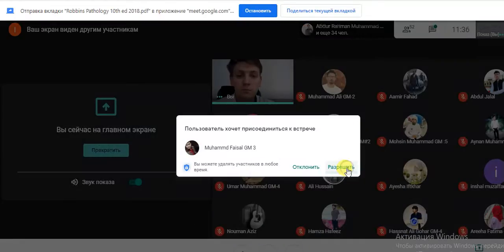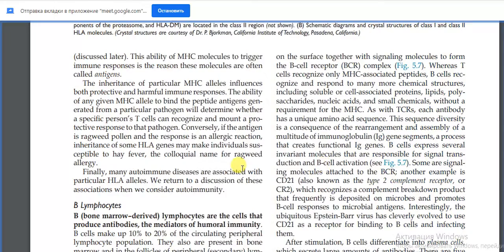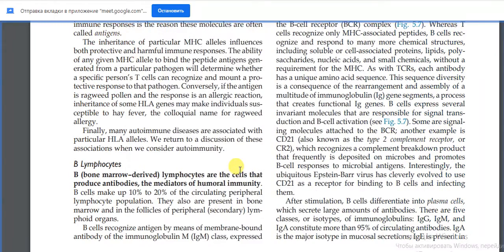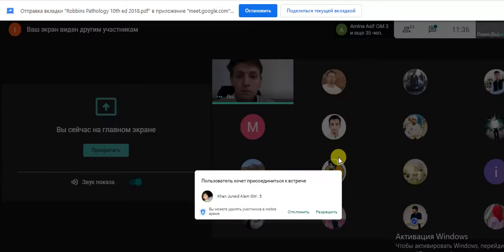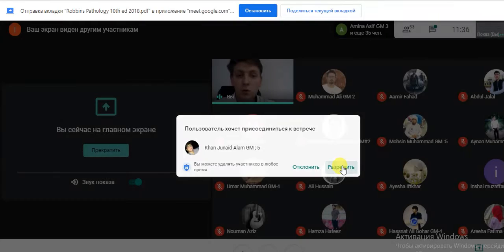So Muhammad Faisal is absent. Say that he is absent, and Han Junaid Alam is also absent.